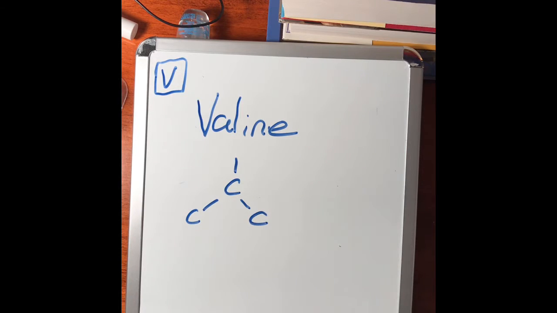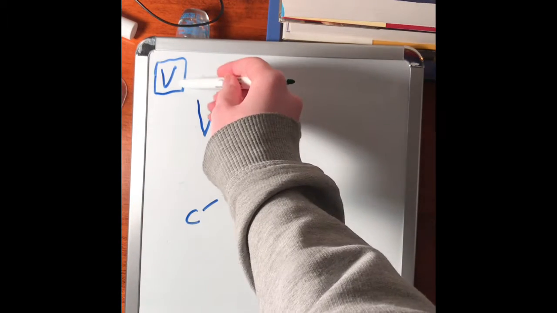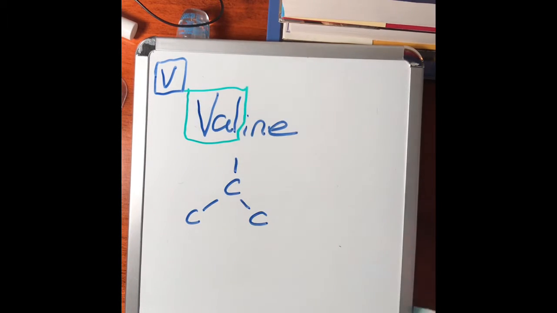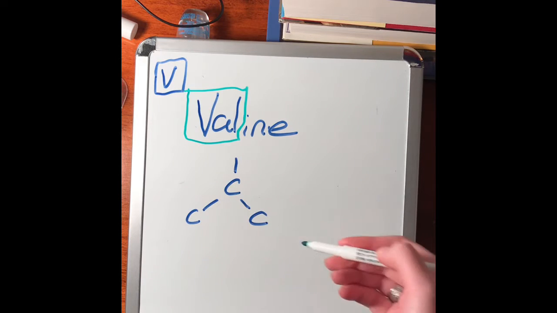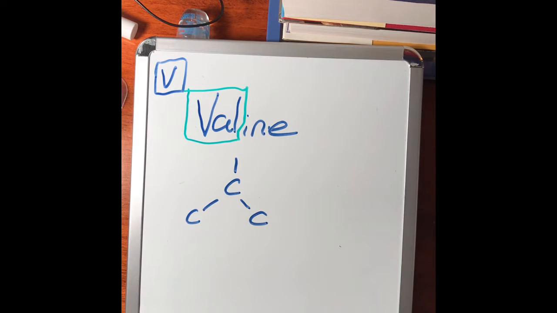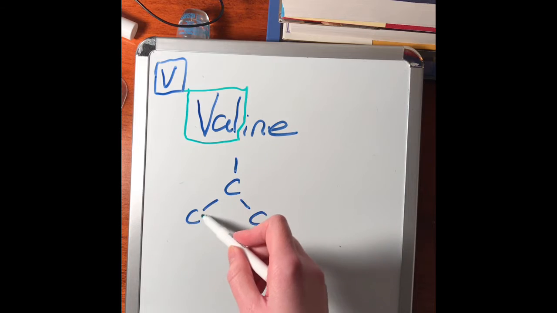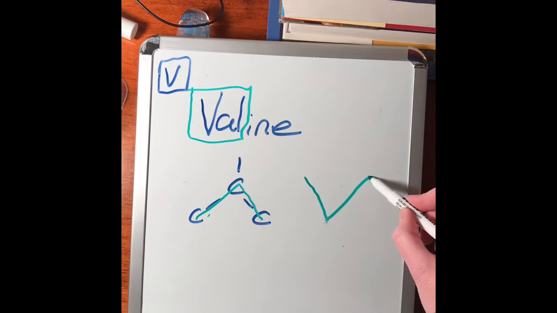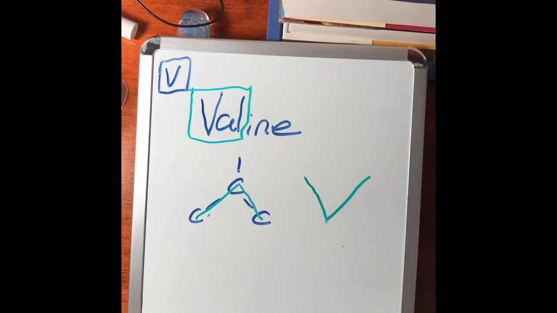Alright, this is valine. It corresponds to the letter V, and its 3-letter abbreviation is VAL. It has 3 carbons attached together for its R group. And the tip to help remember its R group is that if you write it out like I have it here, it looks like an upside down V. So valine starts with V, corresponds to the letter V, and its R group looks like the letter V. If only all amino acids could be this easy. Alright, one more.